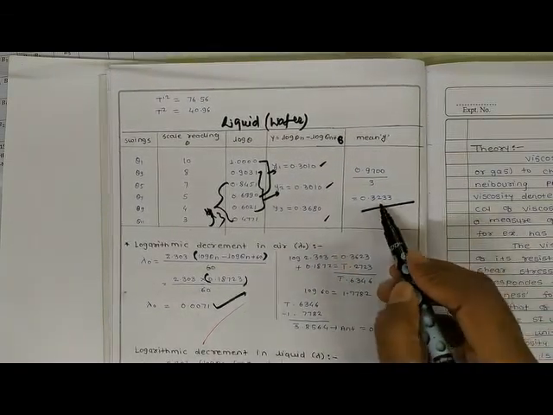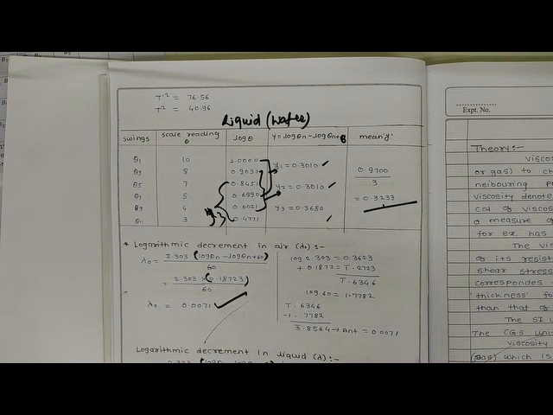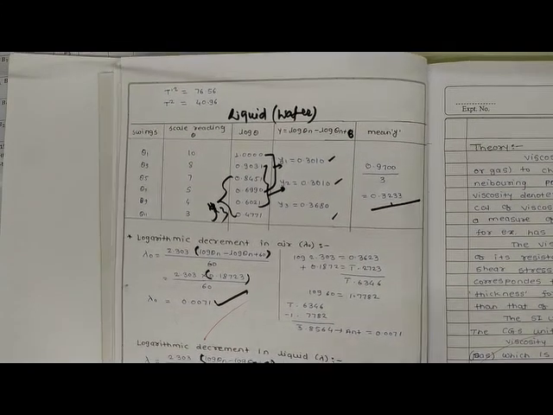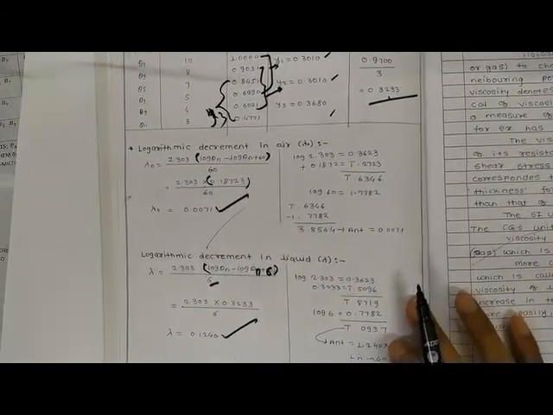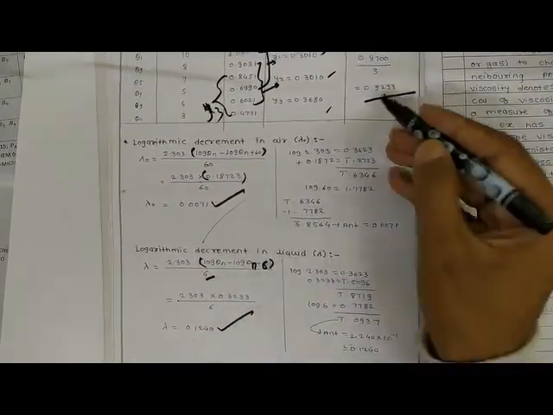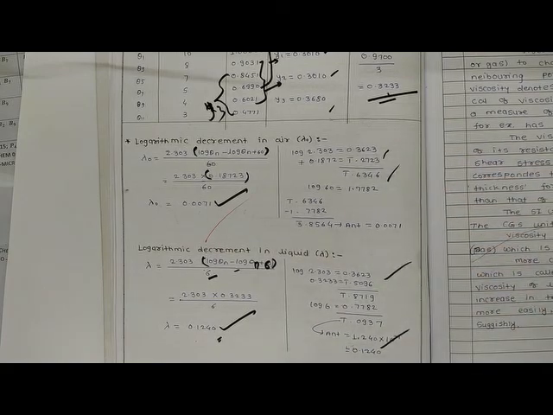And if we substitute this value here in this bracket, here it is 6, theta n plus 6, and we will divide it by 6. So this is the logarithmic decrement in the liquid. If we substitute this value here, we will get the logarithmic decrement in the liquid. Okay. So these are the calculations by log table, nothing else.